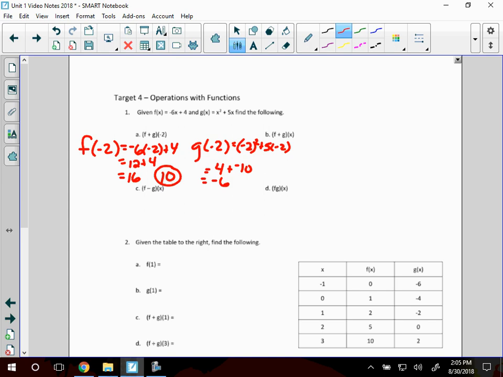In B, they're telling me to add the two functions together. So I could rewrite this as f of x plus g of x. So I'm just adding the functions together. So if I do negative 6x plus 4 plus x squared plus 5x, I'm going to write it in standard form. So that's biggest exponent to smallest. So I've got x squared. When I combine these two x terms, I've got a negative x and then plus 4.